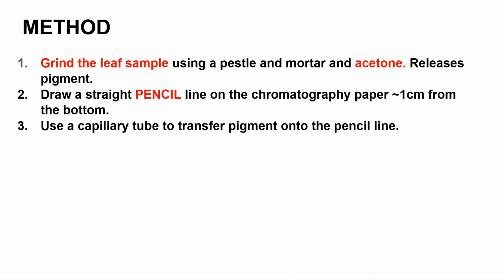And then you get a piece of chromatography paper, and it's important here that you draw a line about 1 centimetre from the bottom, and it's very important that you use a pencil line, which I'll explain in a sec. Once you've drawn your pencil line, you use something called a capillary tube, which is a really small, thin glass tube, very easy to break. I've broken quite a few in my time. Use this capillary tube to transfer your pigment onto the pencil line in the middle.